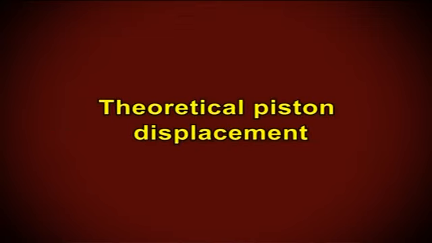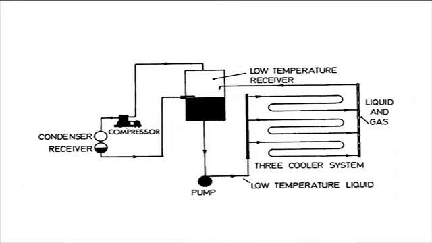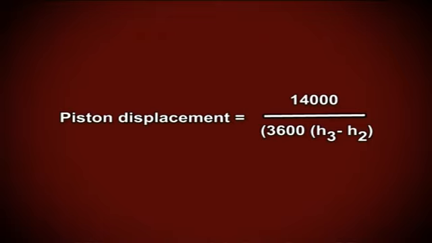Theoretical piston displacement. Theoretical piston displacement, that is per ton of refrigeration per minute, may be found by multiplying the mass of refrigerant to be circulated, which is again per ton of refrigeration per second, by the specific volume of the refrigerant gas, v_g2, at its entrance to the compressor. Thus, piston displacement equals 14,000 / 3,600 × (h3 - h2).